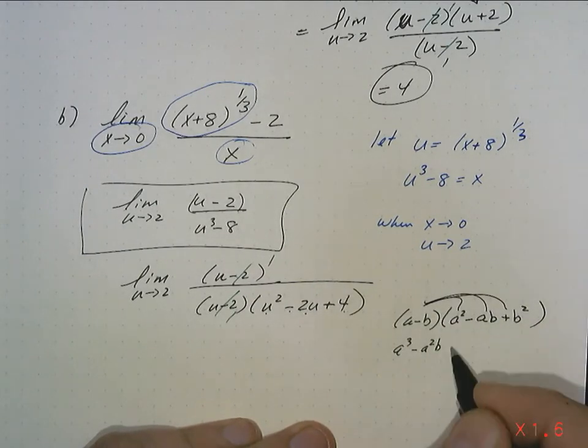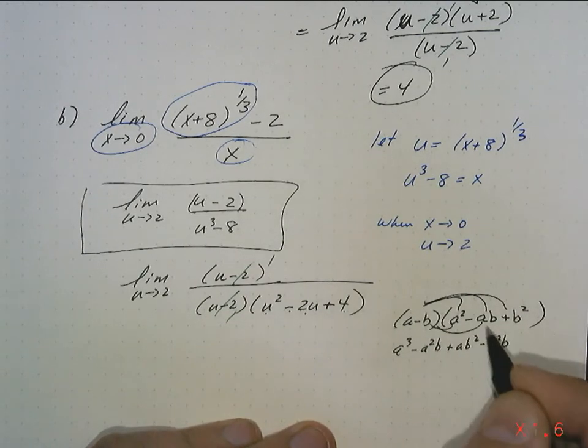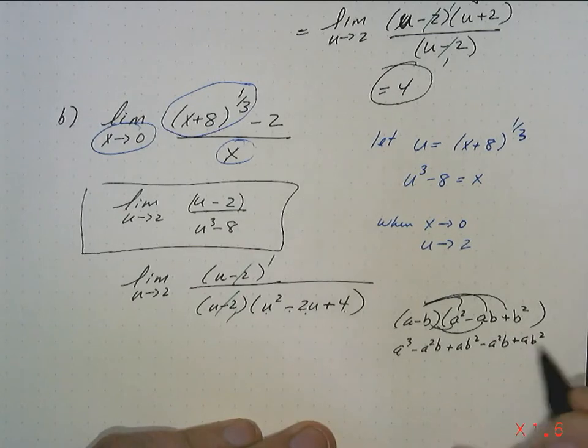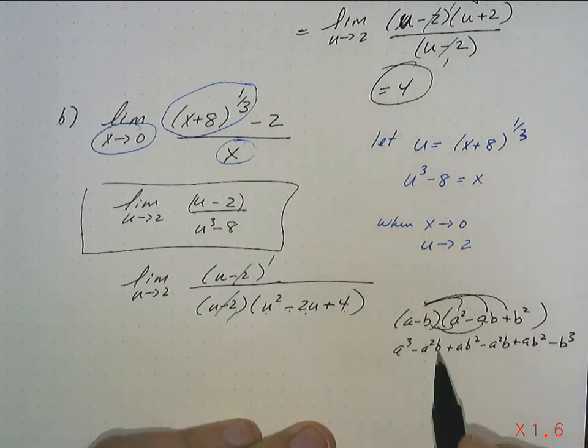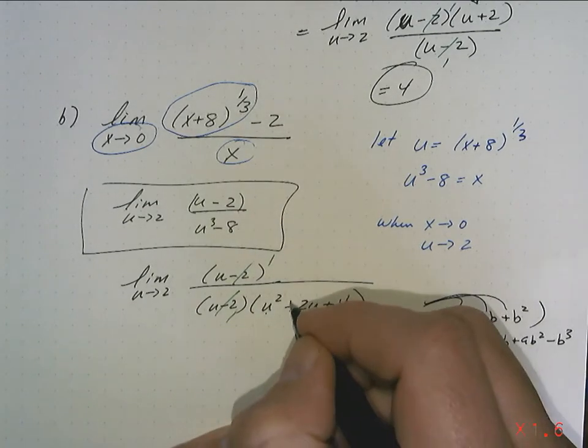This will be plus ab squared. This will be negative a squared b. This will be plus ab squared. And this will be negative b cubed. So does it work? Negative a squared b, negative a squared b. No, it doesn't. That's negative 2. So this is wrong. That needs to be a plus.